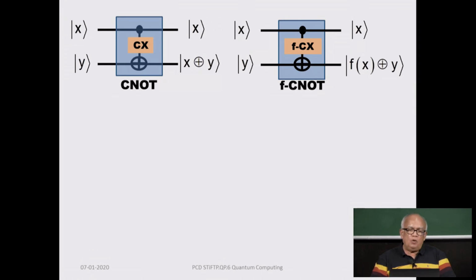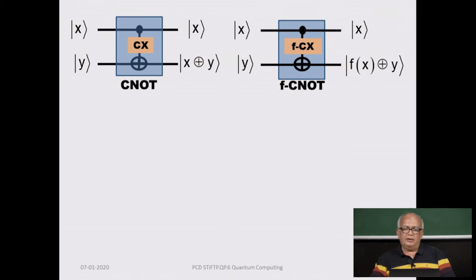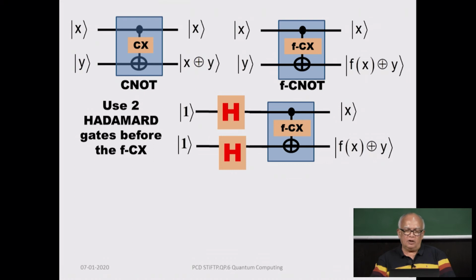So, instead of the control NOT, we are going to use the function control NOT. What will come out will be the XOR operation result of f(x) XOR y. Got it? That is the result that will come out, because you are using a function control NOT.